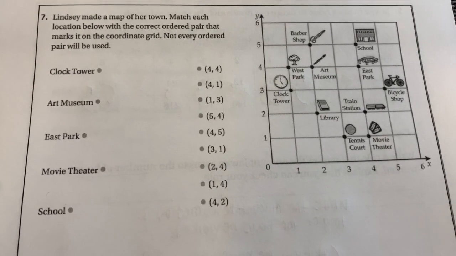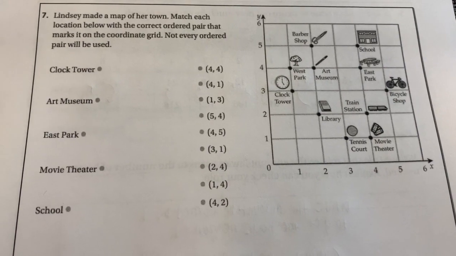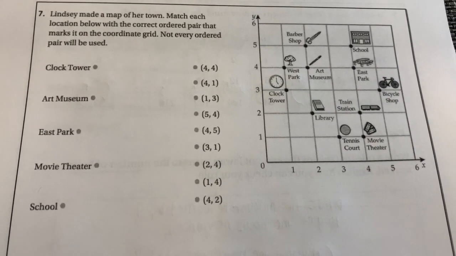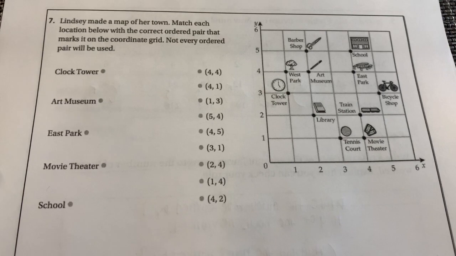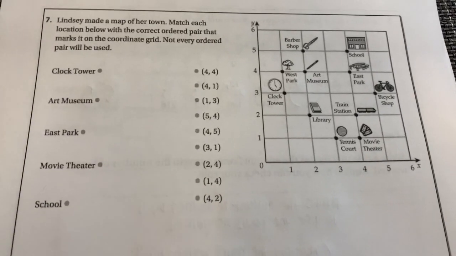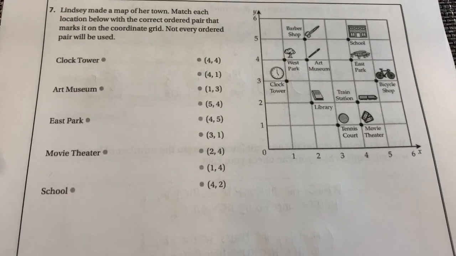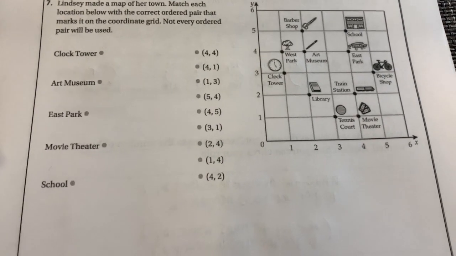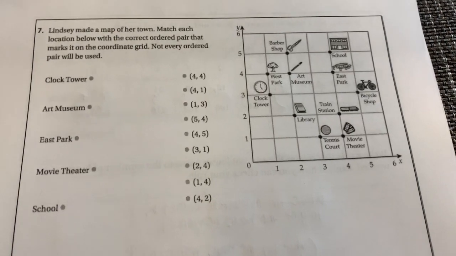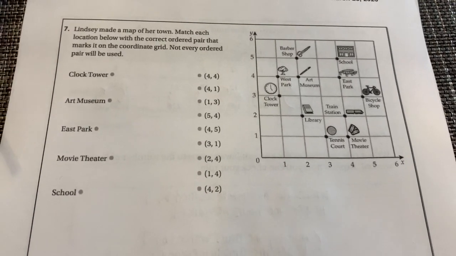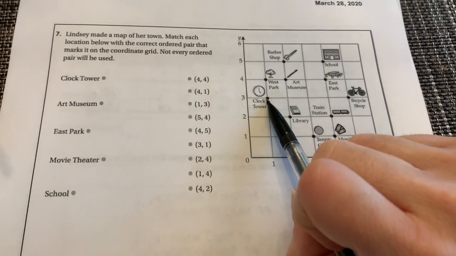Okay guys, so now we're going to skip to number 7, where we are looking at a map. And what we're going to do is we're going to match each location on the map with its correct ordered pair. Not all of these ordered pairs are going to be used, okay? So be careful.